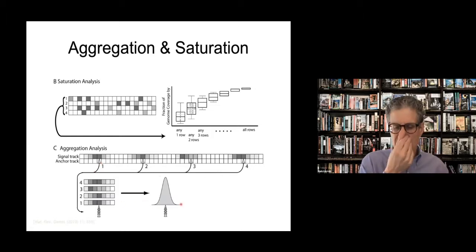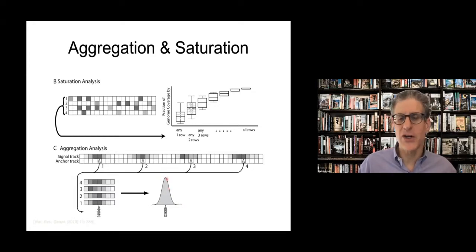And often, for instance, they'll look at the chromatin signal around the TSS, or they'll look at the level of gene expression across the gene and things like that. A very common type of analysis. This would be aggregation analysis.